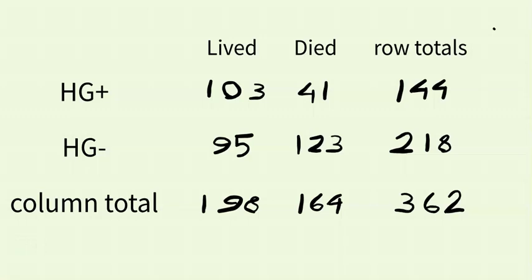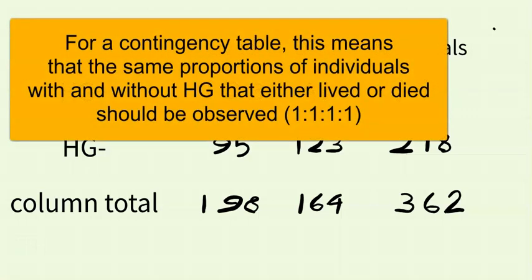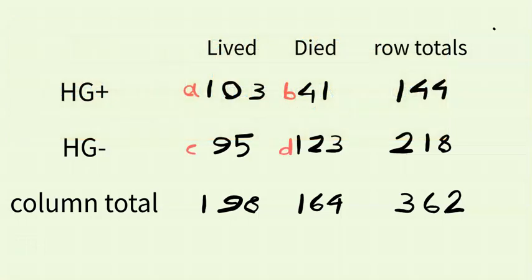So for a contingency table, what this means is that there should be the same proportion of individuals with and without HG that either lived or died. By the way, let's call each of these cells: this one would be cell A, this would be cell B, cell C, and D.